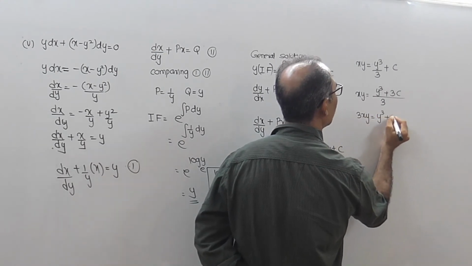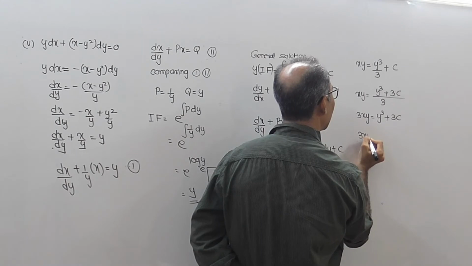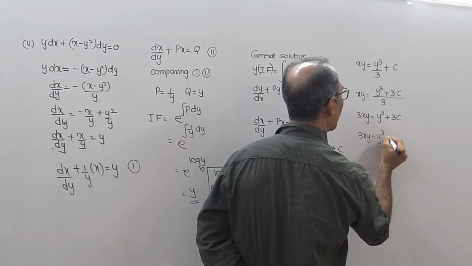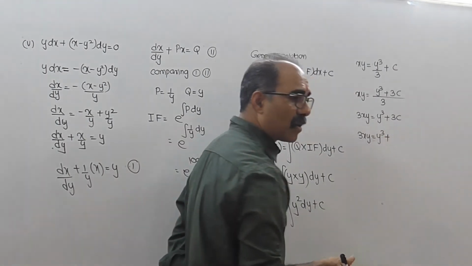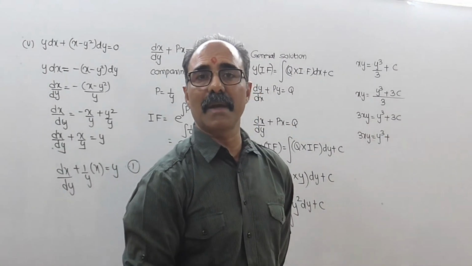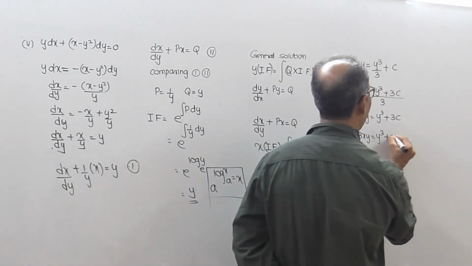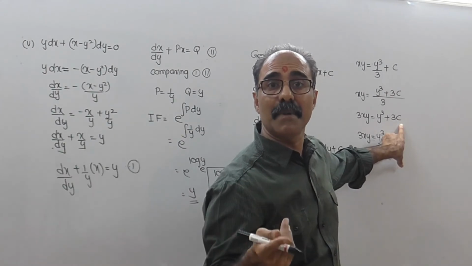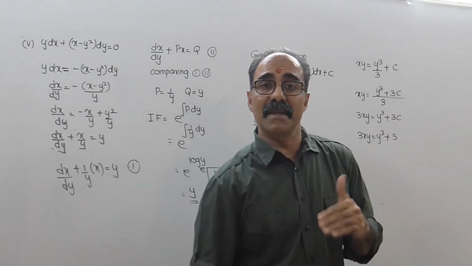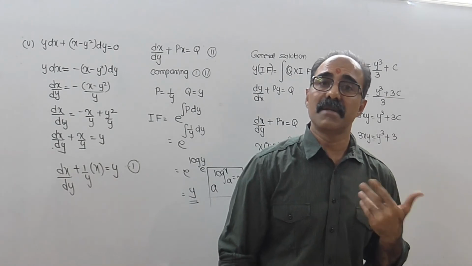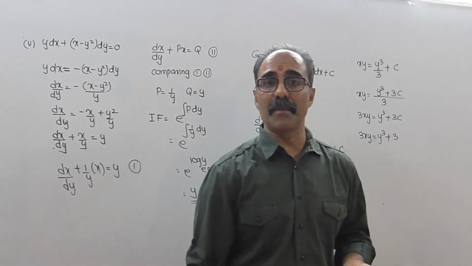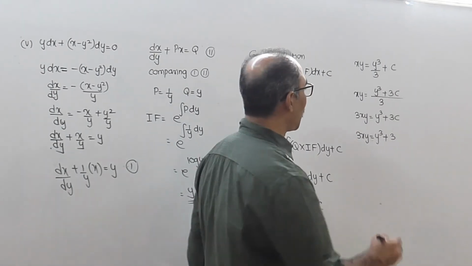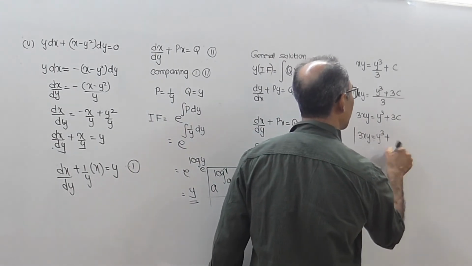Cross multiply, you get 3xy equal to y cube plus 3c. C is an arbitrary constant. If you multiply an arbitrary constant by any constant, the answer will be the same. It will be 3. But if you multiply c by x, it will be cx. If you multiply c by y, it will be cy. But if you multiply c by 2, c is an arbitrary constant, 2 is also an arbitrary constant. So if you multiply an arbitrary constant with a normal constant, the answer will be an arbitrary constant only. So I think the answer for this is C.